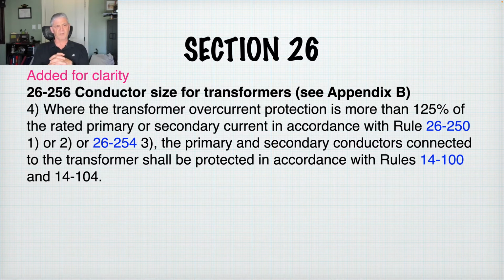Added for clarity, conductor size for transformers, where the transformer overcurrent protection is more than 125% of the rated primary or secondary current in accordance with 26-250 1 or 2 and 26-254. The primary and secondary conductors connected to the transformer shall be protected in accordance with 14-100 or 14-104.